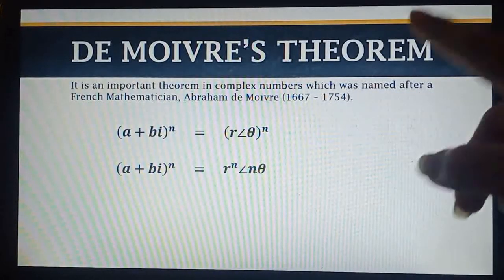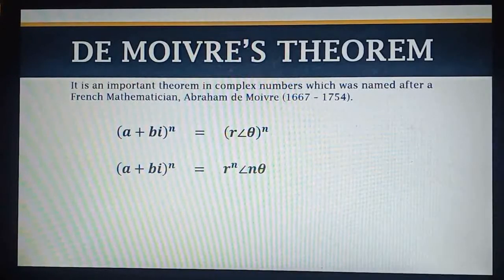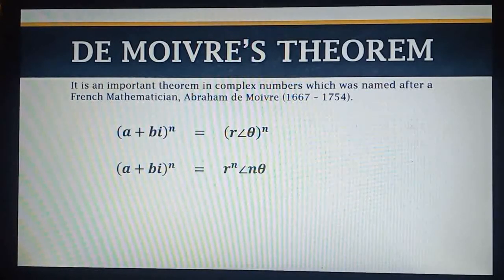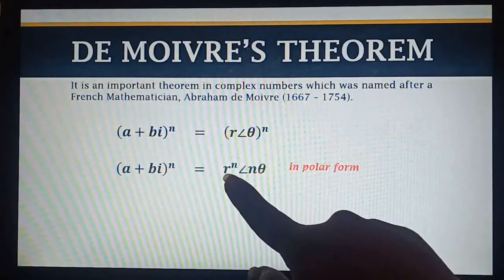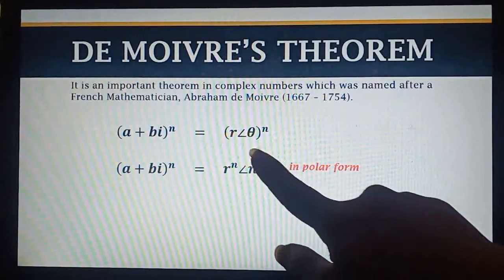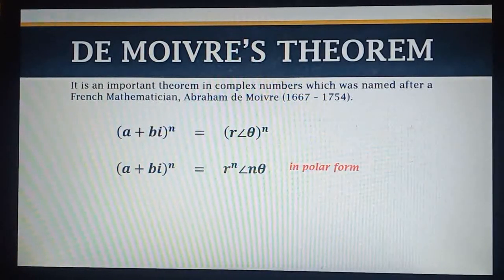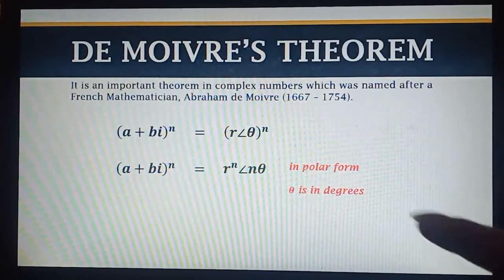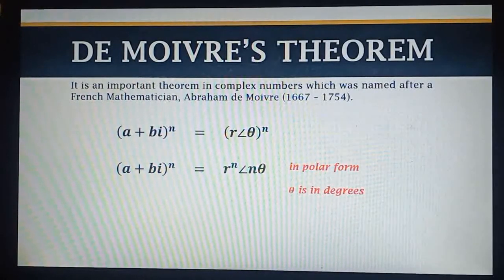And this theorem will use this formula, which is r raised to n at angle n theta. But taking note that of course, instead of having rectangular form, you will be having polar form because we convert it into polar form. Then, your theta, since we are in polar form, is in degrees.